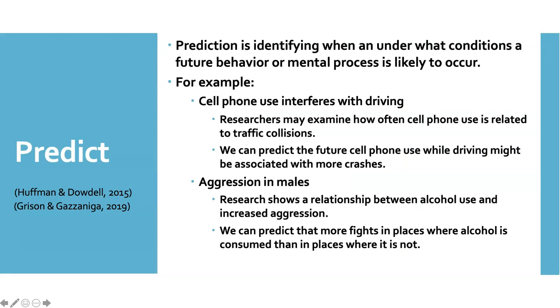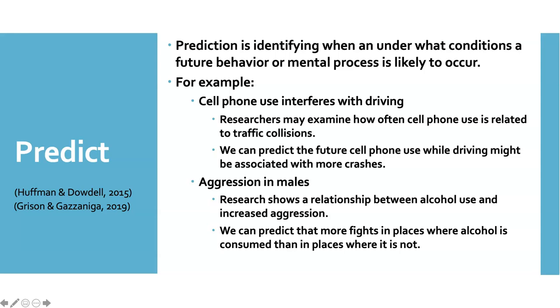The prediction goal in psychology is designed to identify when and under what conditions a future behavior or mental process is likely to occur. So, for our cell phone use interferes with driving example, researchers may want to examine how often cell phone use is related to traffic collisions. By conducting this examination, we can predict that future cell phone use while driving might be associated with more crashes.